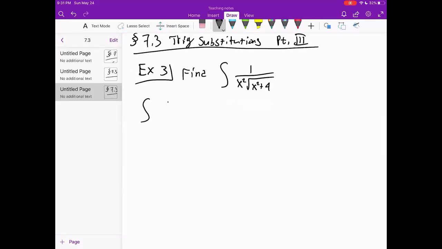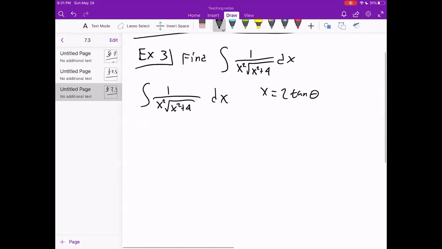So we're going to have the integral, dropping my dx's, 1 over x squared square root of x squared plus 4. We're going to do trig substitution because we have that square root here. So if you look at your chart, this is going to be a tan substitution. We want that, when we square x, we're going to get a 4 in front of the tan. So this is going to be x is equal to 2 tan theta. Dx then is going to be 2 secant squared theta d theta.